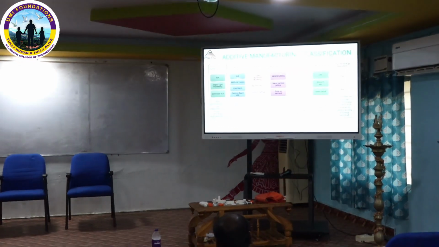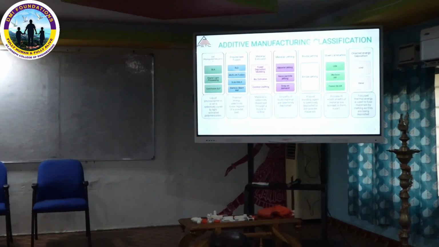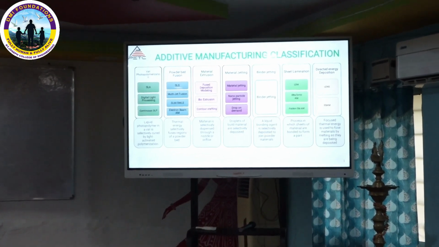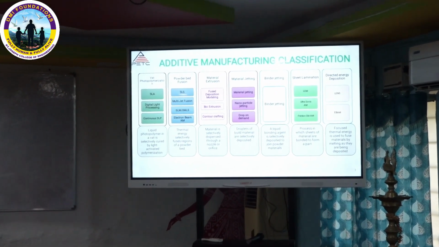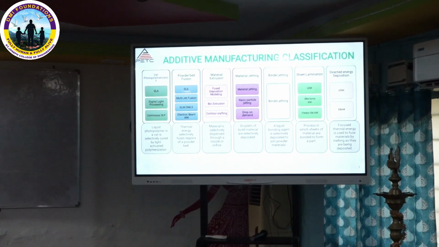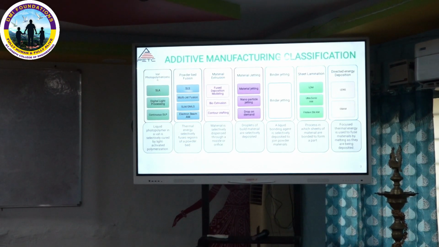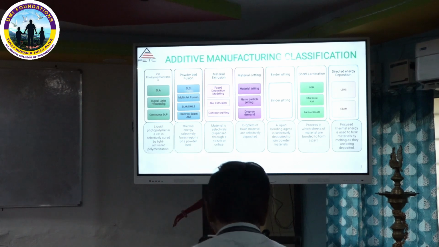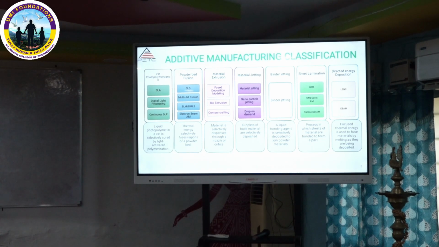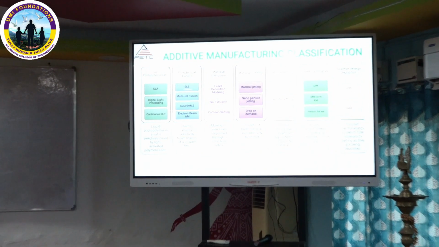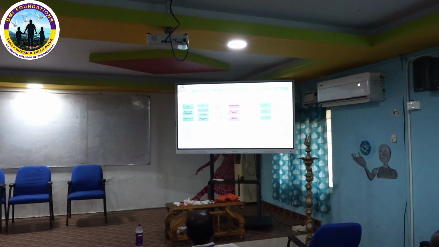Then this is the classification of additive manufacturing. I hope you already learned the previous sections. May I know in which category we have these 7 categories? What are the points? There are 3 concepts. Why do they have these 7 categories?